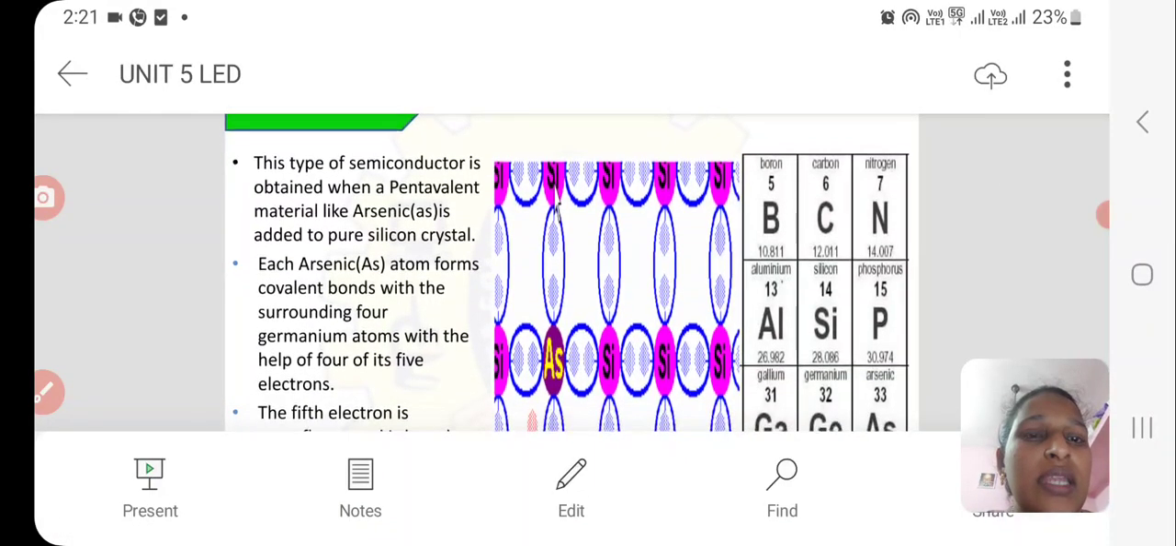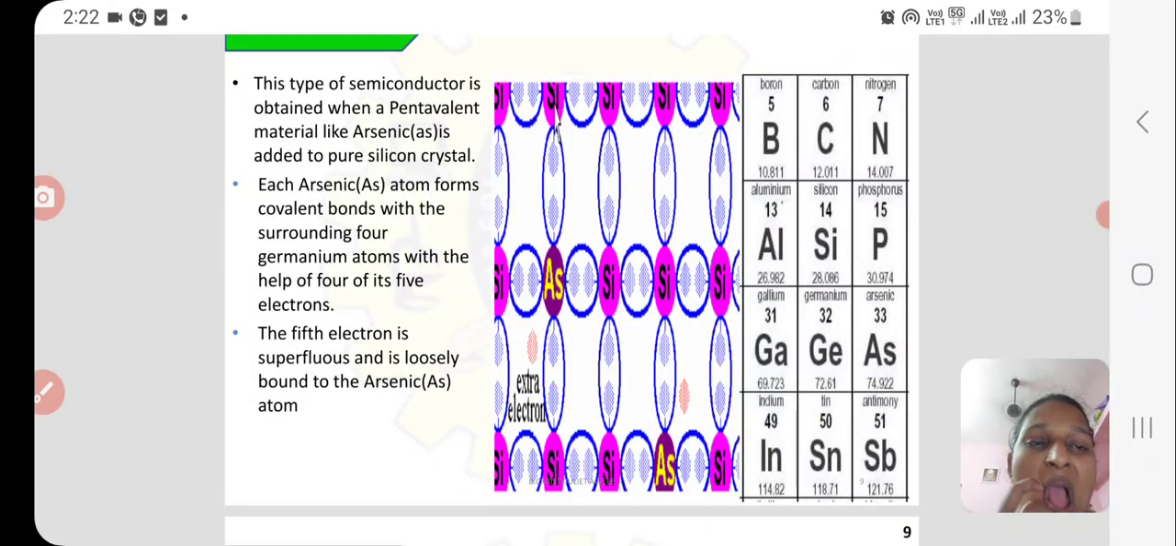Let's see what an N-type semiconductor material is. What are the materials used for an LED? The N-type material is obtained when a pentavalent material like arsenic is added to pure silicon crystal. Each arsenic atom forms covalent bonds with the surrounding 4 silicon atoms with the help of 4 of its 5 electrons. The 5th electron is superfluous and is loosely bound to the arsenic atom, and this loosely bound electron starts the conduction.